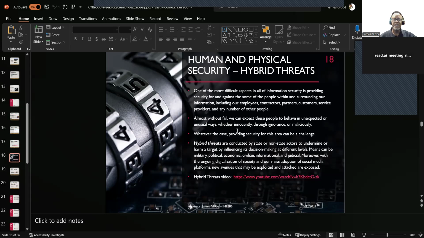So, hybrid threats are conducted by state or non-state actors to undermine and harm a target by influencing its decision-making at different levels. Means can be military, political, economic, civilian, informational, or judicial. Moreover, it is an ongoing activity, especially in the digital age, where we do so much online and so much is automated.